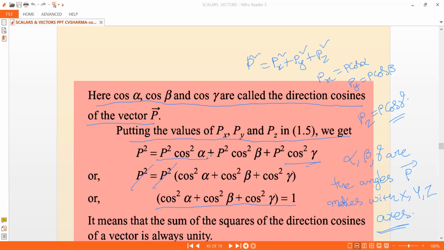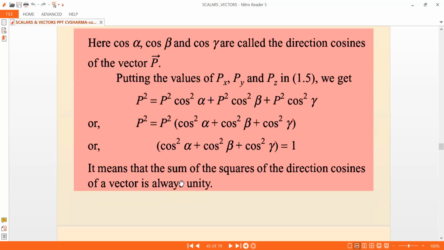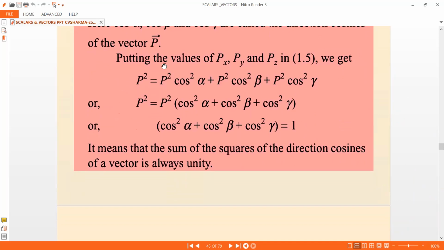You can see that P square cos square alpha plus P square cos square beta plus P square cos square gamma, P square can be taken out as common, and P square can be cancelled on either side. And then you get cos square alpha plus cos square beta plus cos square gamma, which is equal to 1. So this is the idea. This gives the relation between the direction cosines of the vector P bar. What does this mean? It means the sum of the squares of the direction cosines of a vector is always unity. So that is a relation between the direction cosines of a vector.